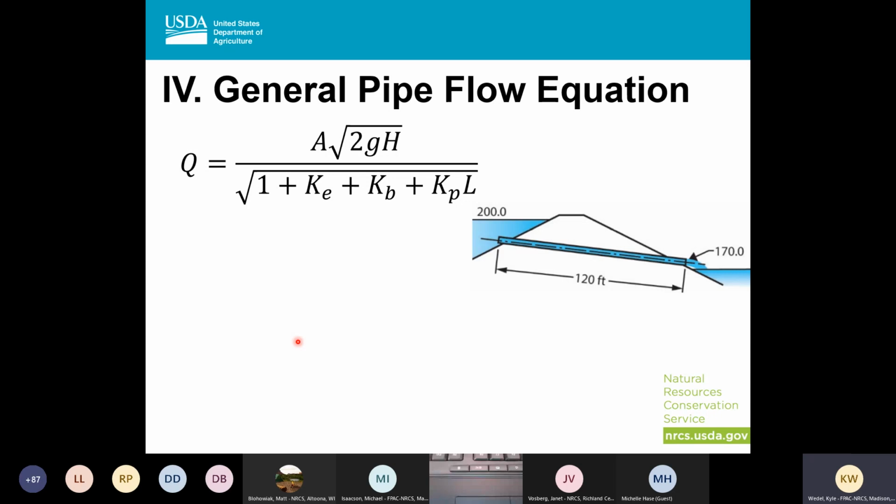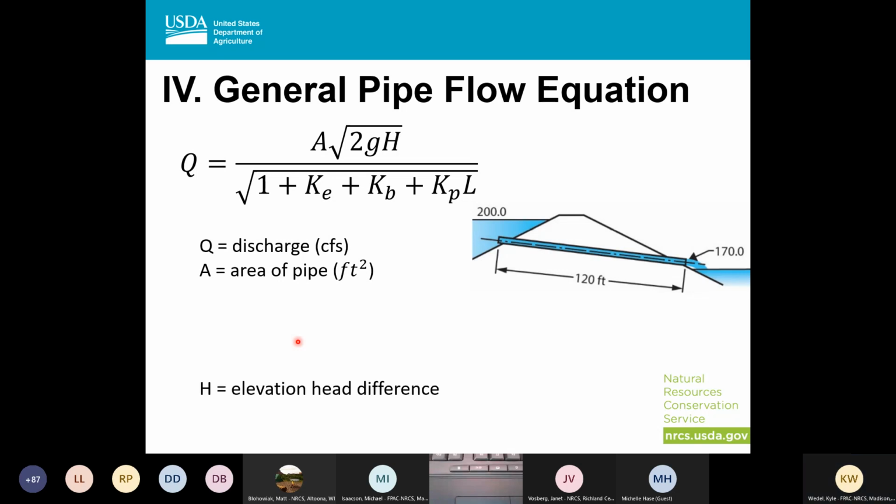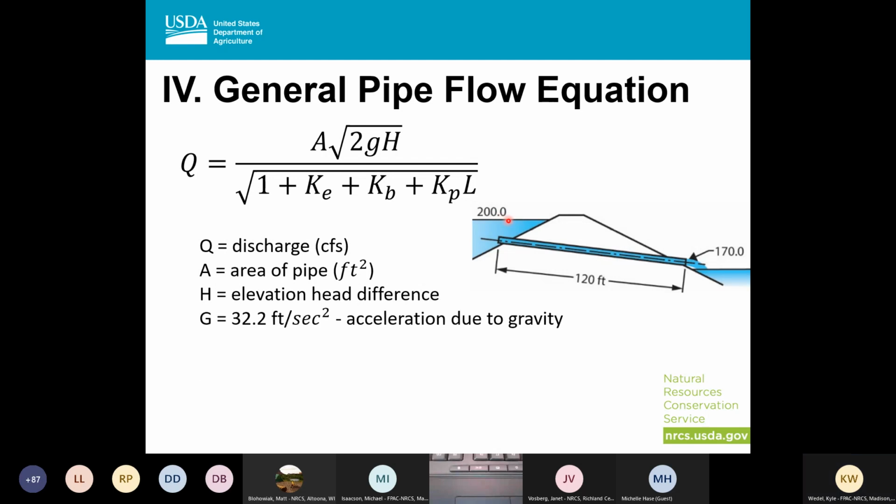So kind of coming back to our general pipe equation, Q is going to be our discharge in CFS. A is going to be the area of your pipe. H is going to be your head difference. So in a case like this, because we're doing free discharge, it's going to be from here to the top of your water elevation on the upstream. G is going to be your gravity again, which is going to be 32.2.